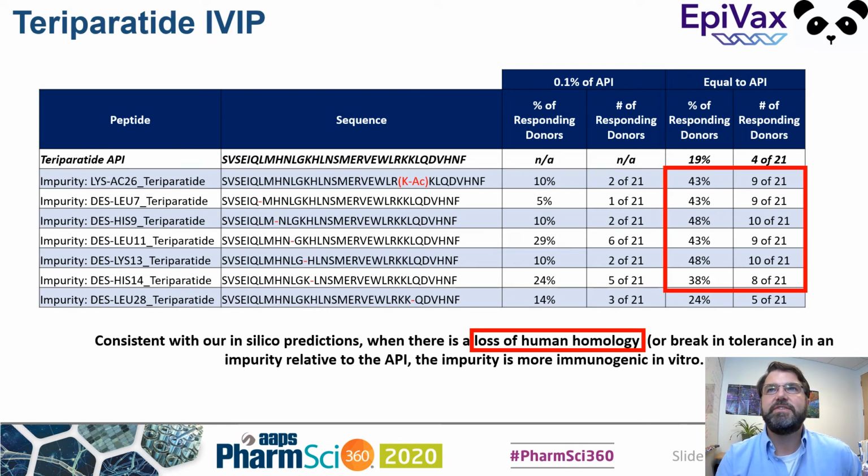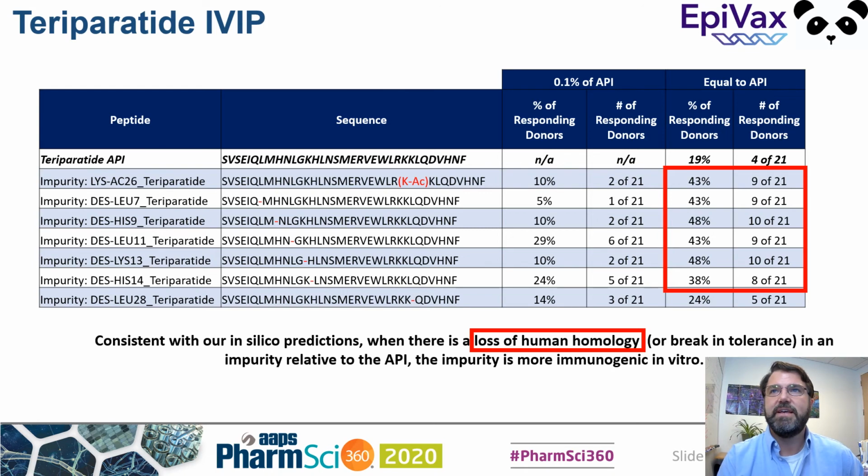When we look at these in vitro T cell assays, we again looked at two different concentrations: one closer to the lower limit allowed by the ANDA guidance, and then one equal to the API. At this lower limit, we really see no difference in the response to Teriparatide compared to the impurities, so we're going to focus more on the higher concentration.